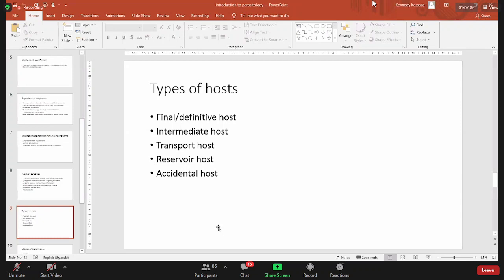Then we can also have accidental hosts. I have already mentioned human beings in case of the ascarid worm, Toxocara canis.